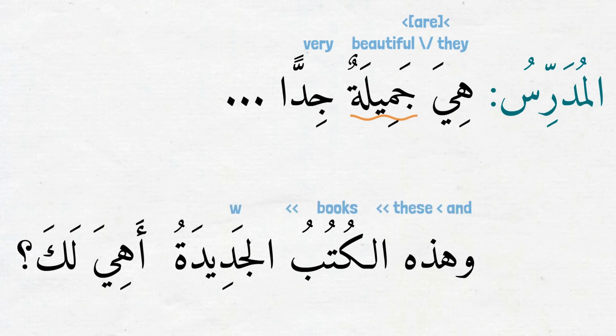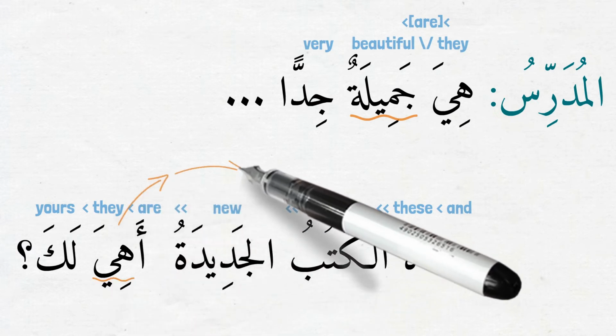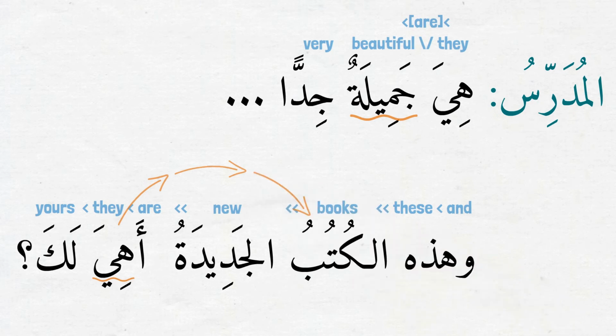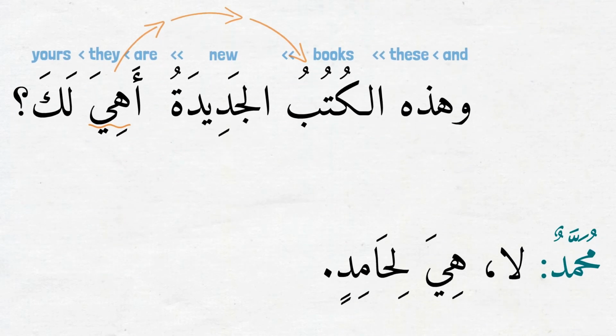وهذه الكتب الجديدة أهي لك؟ And these new books, are they yours? What ism is ضمير here replacing in this question? It is replacing الكتب, right? Which is another example for جمع غير العاقل. Muhammad: لا هي لحامد. No, they belong to Hamid.